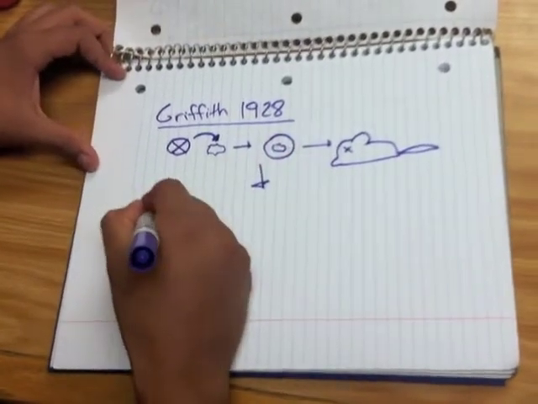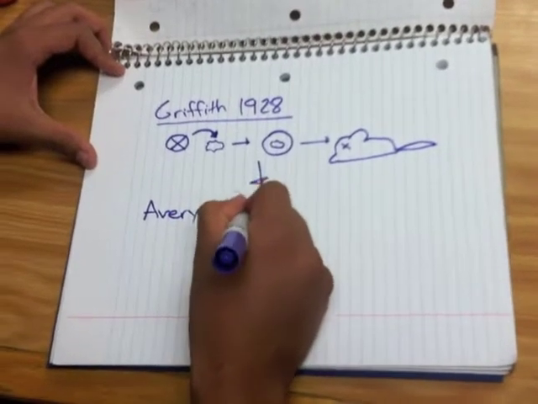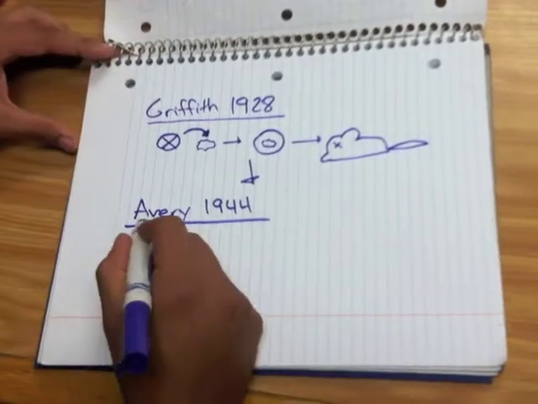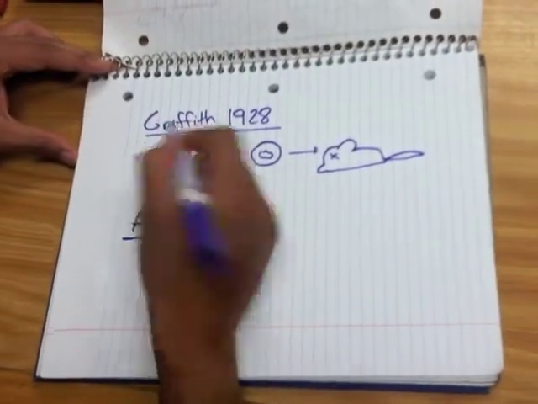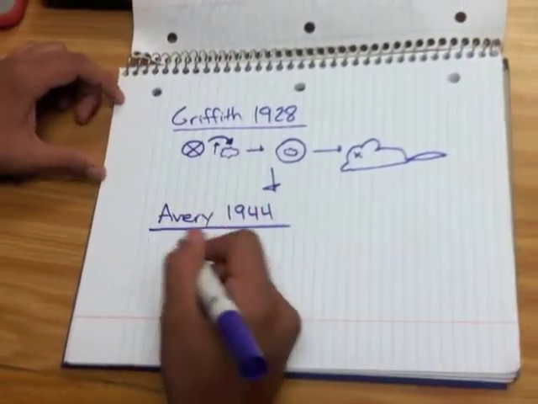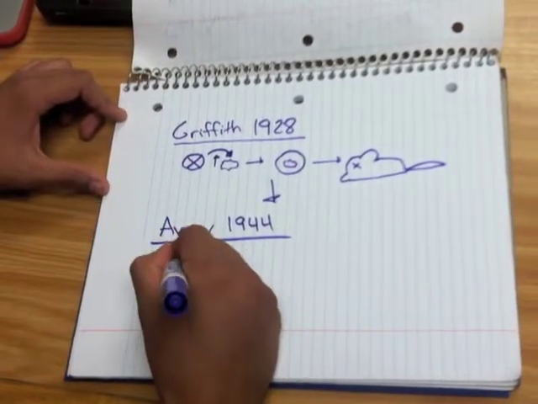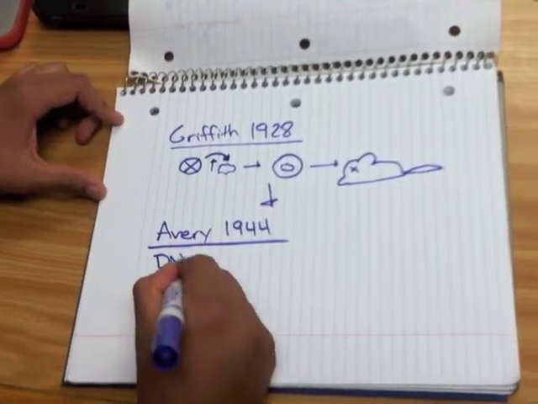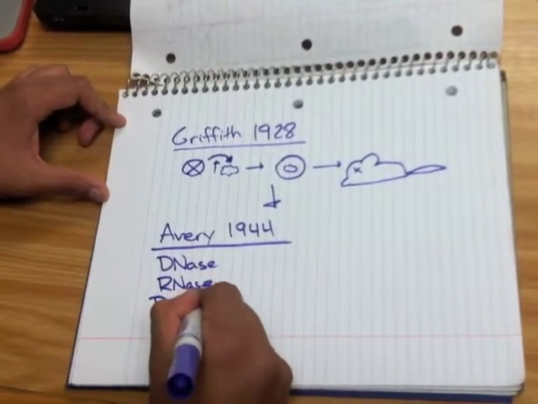So, years later, Avery conducted similar experiments. So in 1944, Avery wanted to find out what is the genetic material that is passed between heat-killed S cells and living R cells. In order to do this, he performed 3 experiments. One added DNase, one added RNase, and one added proteases.